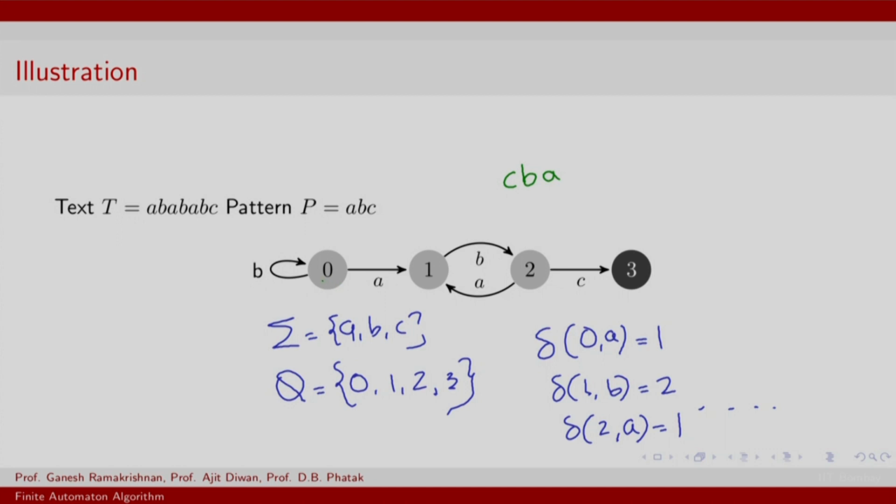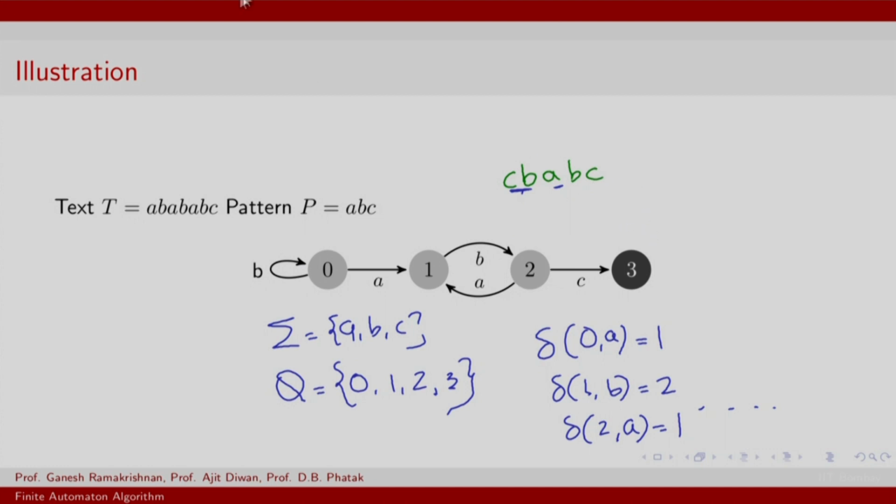So on C there is nothing you can do here, on B you keep looping back here, on A you move to 1, from where you move to 2 on B, and from 2 you move back to 1 on A. So if I had CBABC, I will start with 0, not move away from 0 until I see this A, and then B and then C, you will be in the accept state 3.